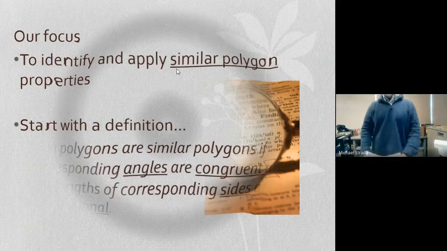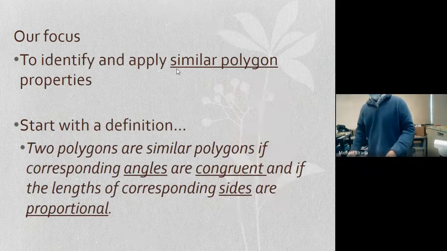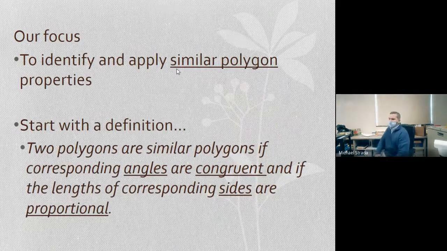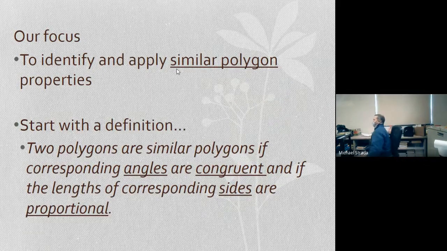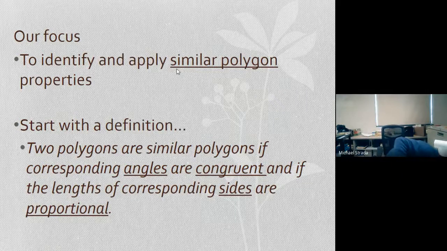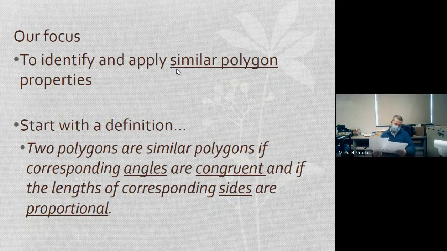Two polygons are similar polygons if corresponding angles are congruent and if the lengths of corresponding sides are proportional.